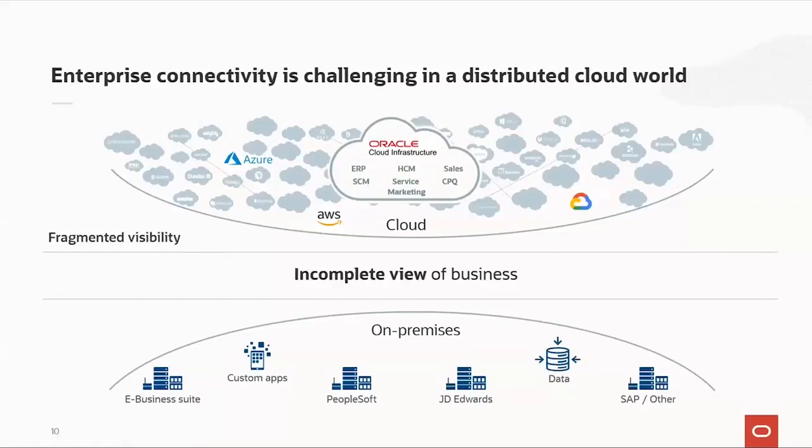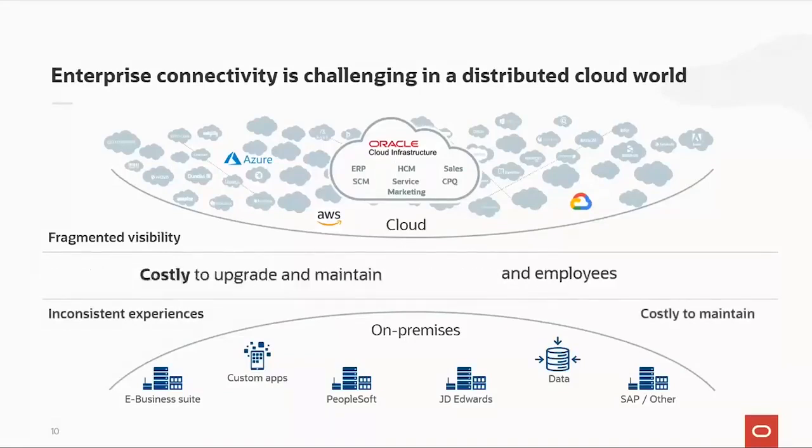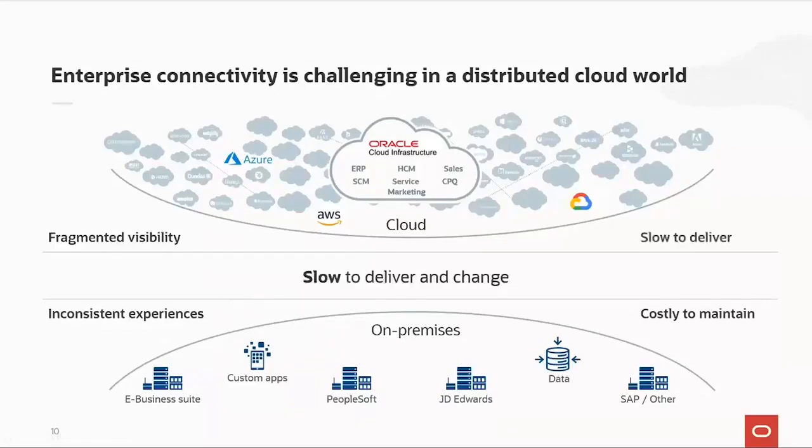So we're saying, okay, fragmented visibility. And as you know, each of these SaaS apps does one job very, very well. But of course, those apps have to live within your ecosystem. So your HCM, your ERP, your CX apps will have to integrate with other apps as well within your environment. And with this kind of fragmented visibility, you have inconsistent experiences. You want a 360 degree view of your customer, but some of that data is coming from different sources. Inconsistency is there, costly to upgrade and maintain, and that's where OIC comes in.